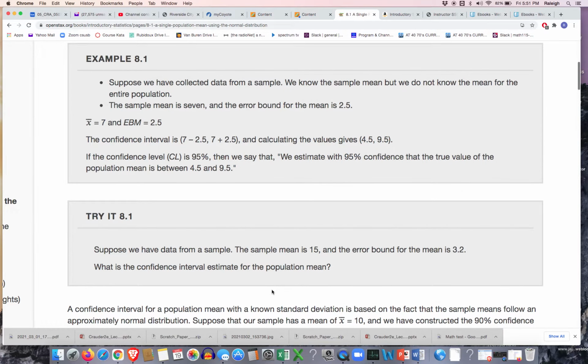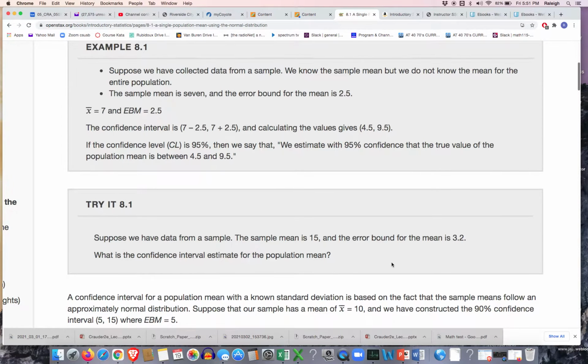Well, yeah, okay. Here's another one. Data from a sample mean is 15, error bound is 3.2. And all you'd have to do is subtract 3.2, that'd be 11.8. And then you could add and get to 18.2, and that would be your bounds for the confidence interval.